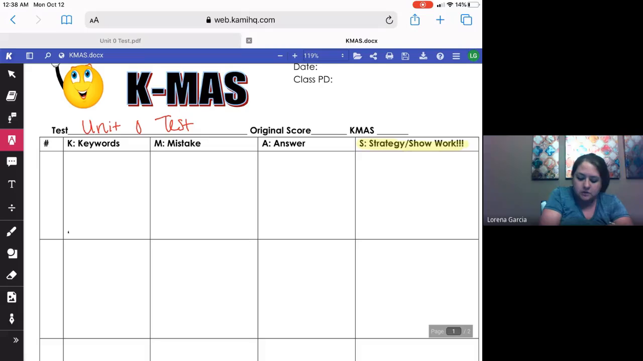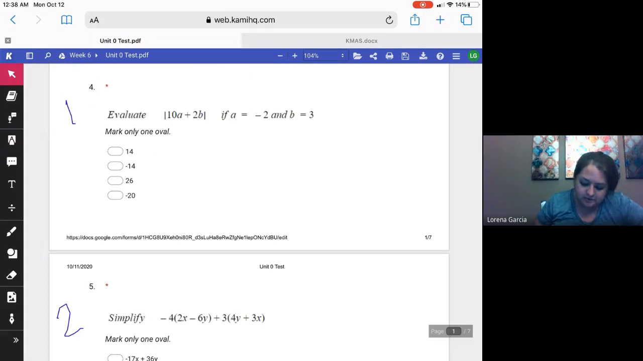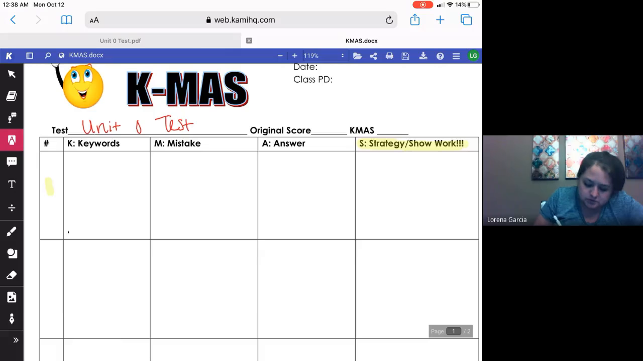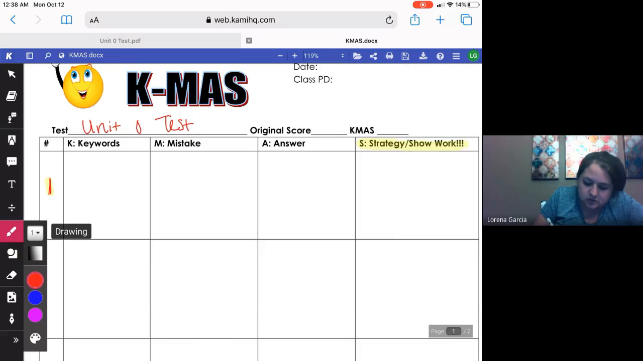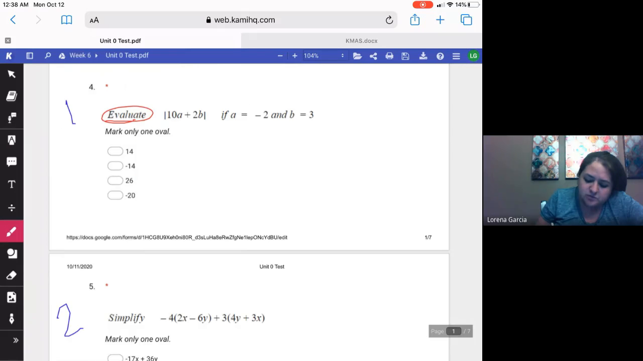So here, if you look, we're going to go to our test and we're going to look up the keyword first. On the first question here, the keyword was evaluate. So when you go to your KMAS, you're going to put the question and your keyword, which here is to evaluate. Then you want to copy down the problem. So I'm going to copy down this problem right here. Absolute value of 10A plus 2B.